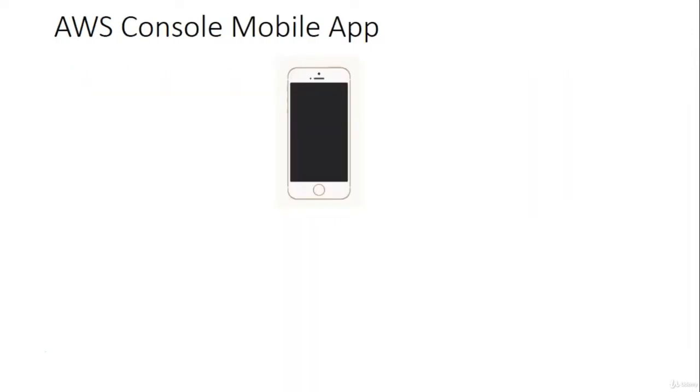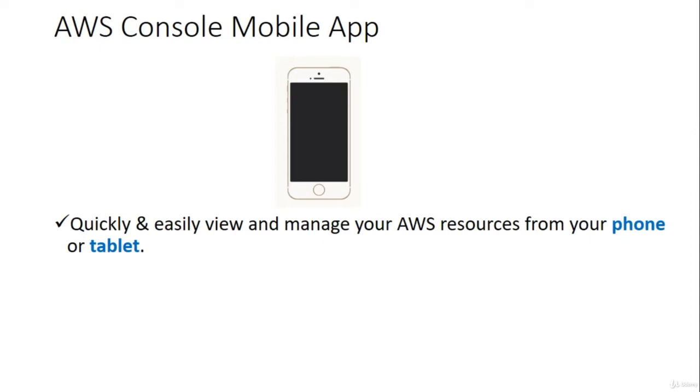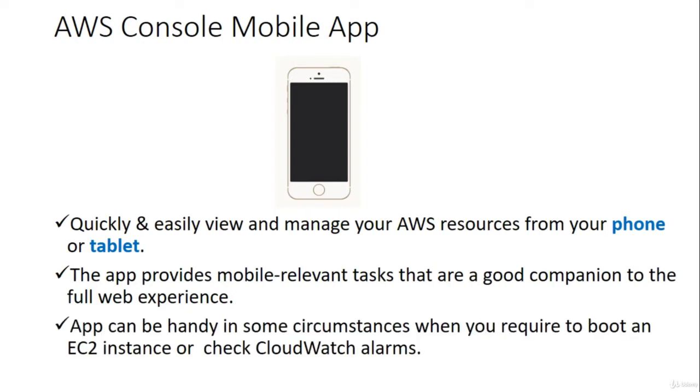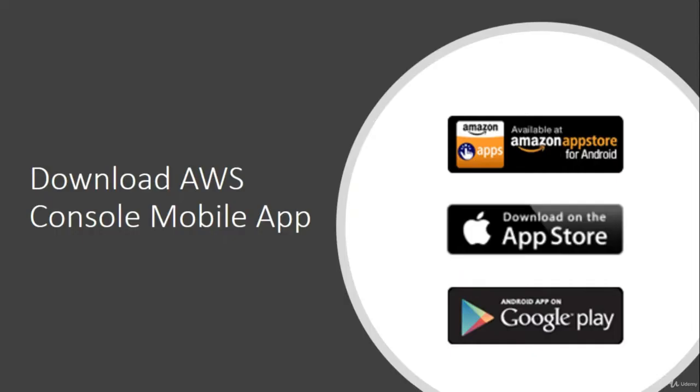Now, after the web interface, we have one app as well, the AWS Console Mobile App. This will help you quickly and easily view and manage your AWS resources from your phone or tablet. The app provides mobile relevant tasks that are a good companion to the full web experience. The app can be handy in some circumstances when you need to reboot an EC2 instance or check CloudWatch alarms. You can download the AWS Console Mobile App from the Amazon App Store, Apple App Store, or Google Play.